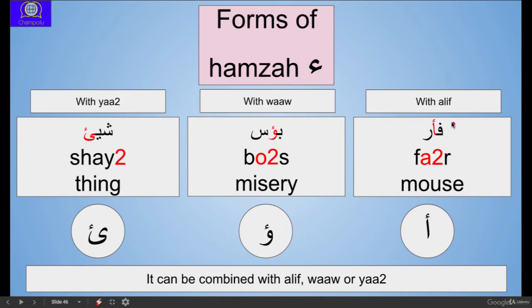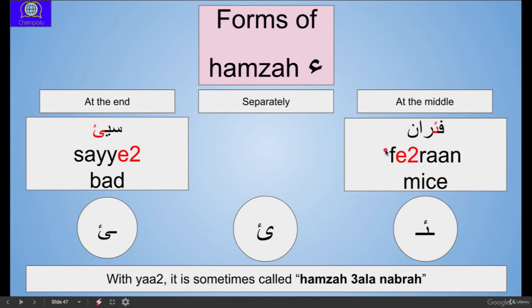You find it combined with other letters, for example in a word like fa'r, which means mouse, and here you find the glottal stop in the middle. And you can also find it in a word like bu's, which means misery, so you'll find the glottal stop at the waw in the middle here. Or you can find it combined with ya, which is known as hamza ala nabra, in a word like shay. So these are different combinations of having hamza with other letters.